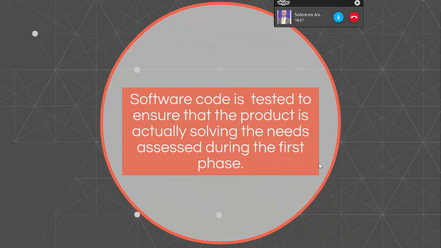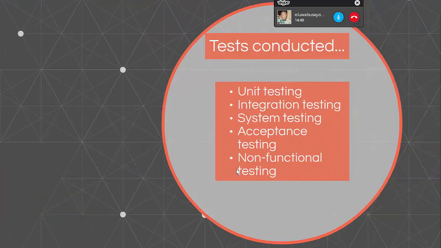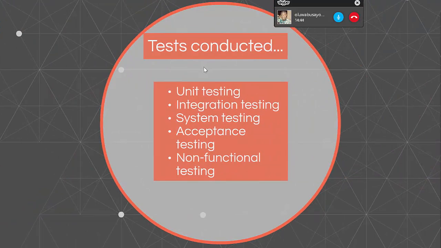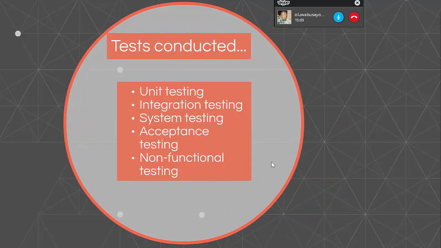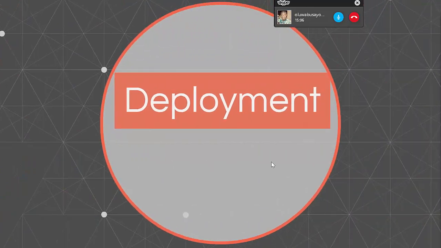Let's go on. So the code is tested, like we agreed, to ensure that what you have actually meets the need of your students or of the market, your customer, that you detected or assessed during the first phase. The tests that you conduct will include unit testing, integration testing, system testing, acceptance testing. These are functional testing, all the ones I mentioned earlier. And then you also do non-functional testing. So after testing, you then deploy.